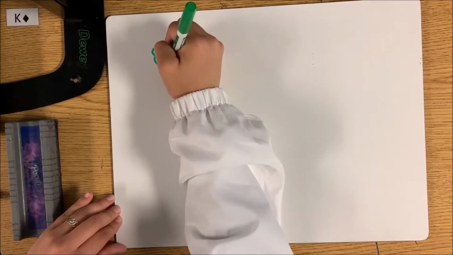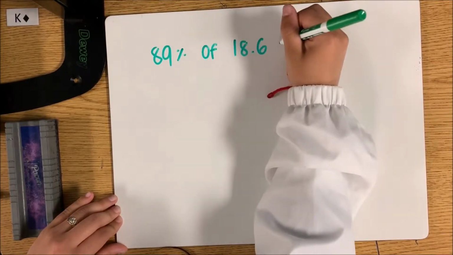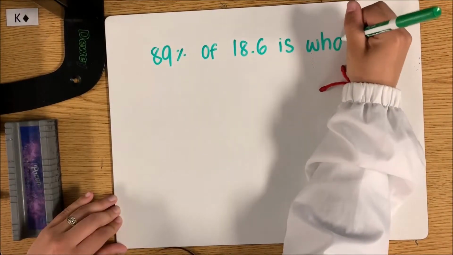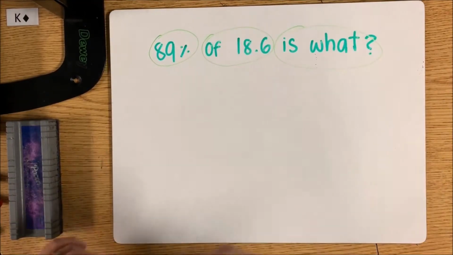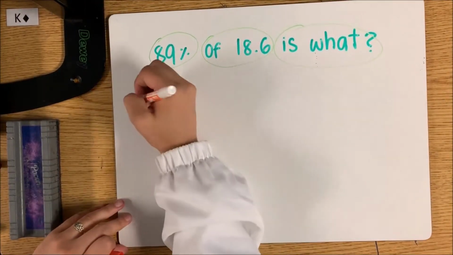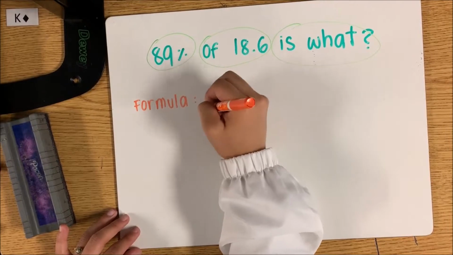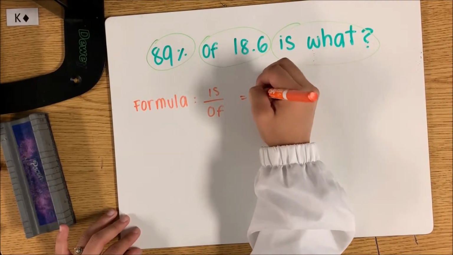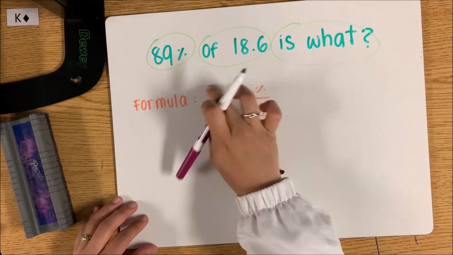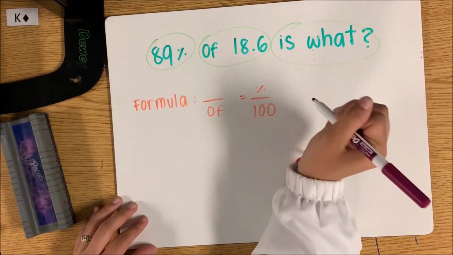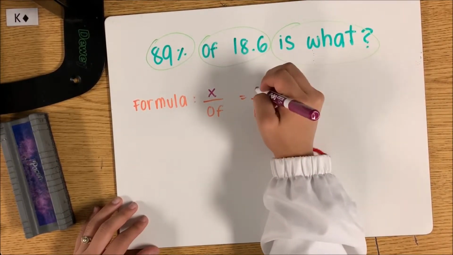For our next problem, we start with 89% of 18.6 is what? As mentioned previously, grouping our problem will help us set up our equation. We will set up our formula, which is is over of equals percent over 100. Since we are trying to find what is, we will replace is with the x variable. Then we will plug 89% into the percent and replace of with 18.6.